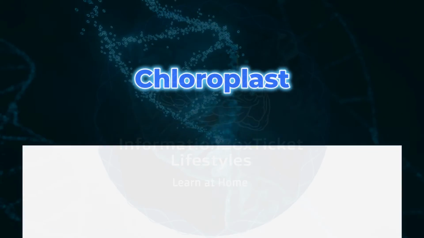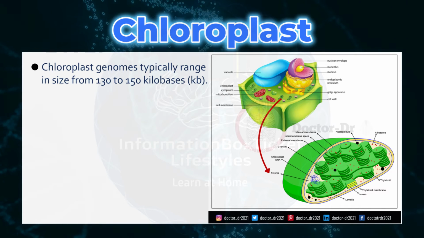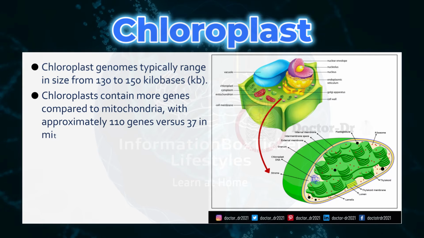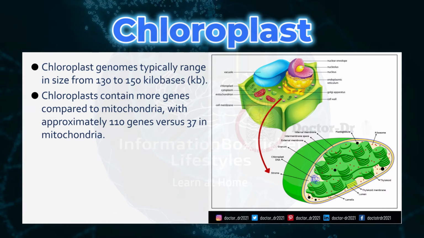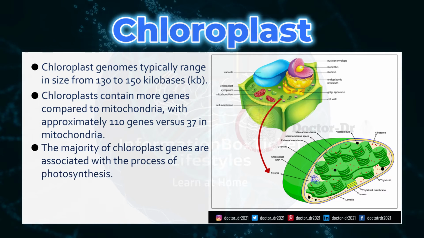Chloroplast. Chloroplast genomes typically range in size from 130 to 150 kilobases, kb. Chloroplasts contain more genes compared to mitochondria, with approximately 110 genes versus 37 in mitochondria. The majority of chloroplast genes are associated with the process of photosynthesis.